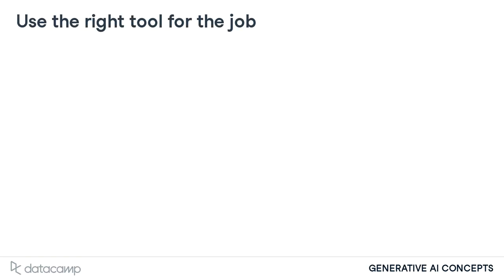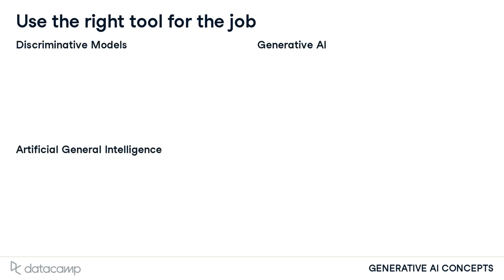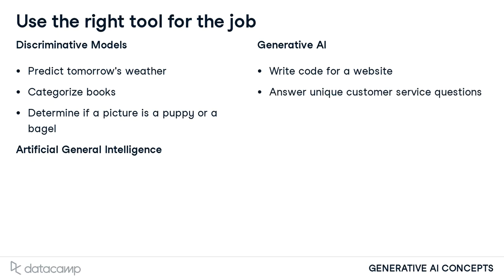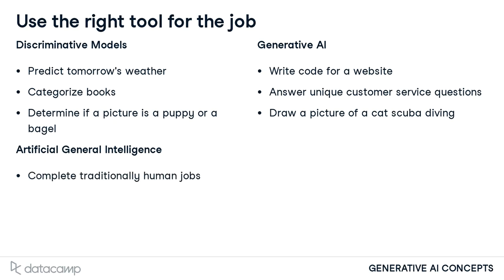Finally, AGI would have other human-like cognitive competencies, such as sight and language. Now that we understand how generative models, generative AI, and AGI relate, we can consider which type applies in different situations. Discriminative models can be used to predict the weather, categorize a large collection of books, or classify puppy and bagel images. Generative AI can create code for a website, customer service responses, or pictures of aquatic felines. AGI, which may arrive in the coming decades, would be able to complete traditionally human jobs on its own.